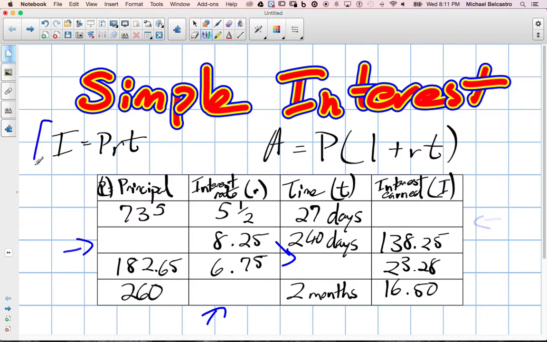Now, it's very common to be given just this formula, the interest, okay? So this is the interest earned in simple interest, and it is equal to the principal times the interest rate times time. So it's the same amount.